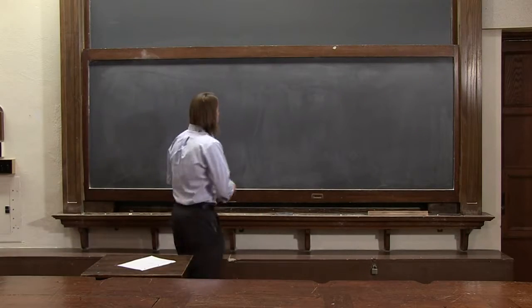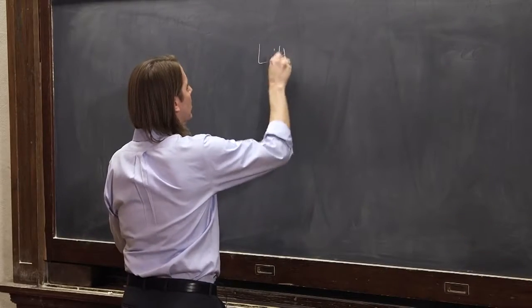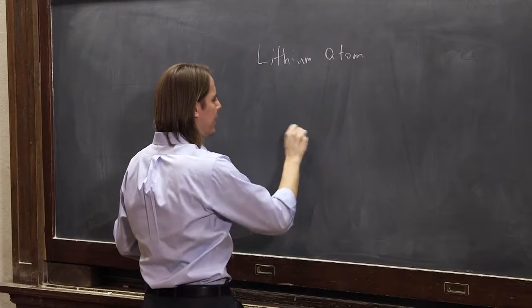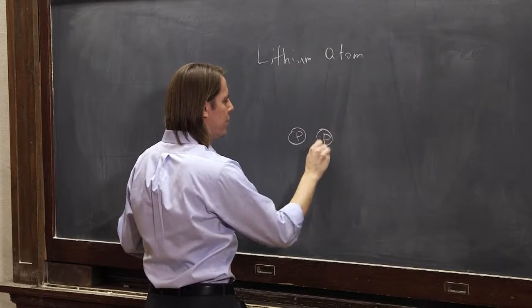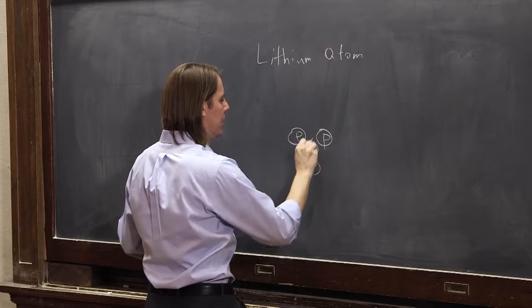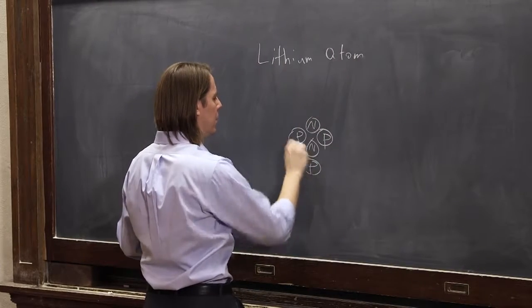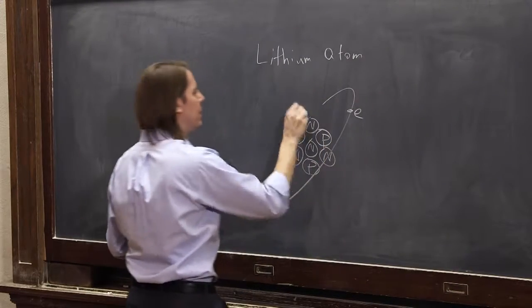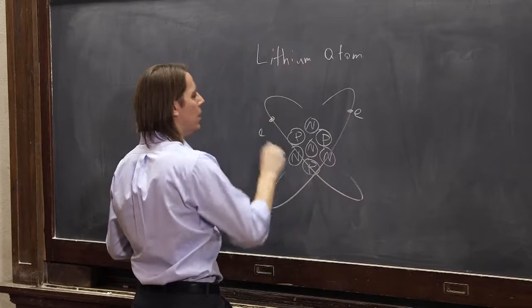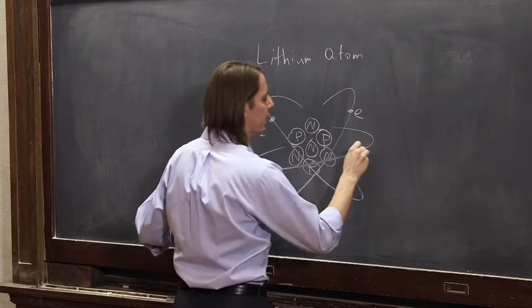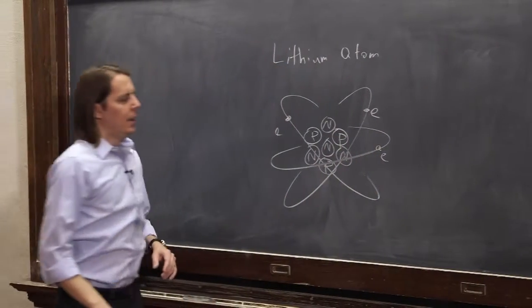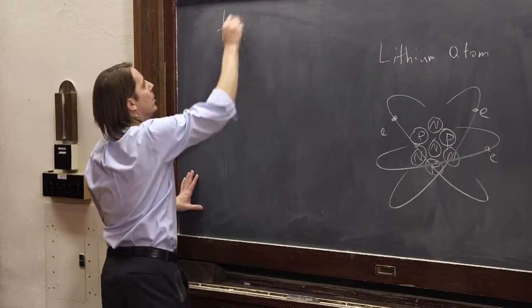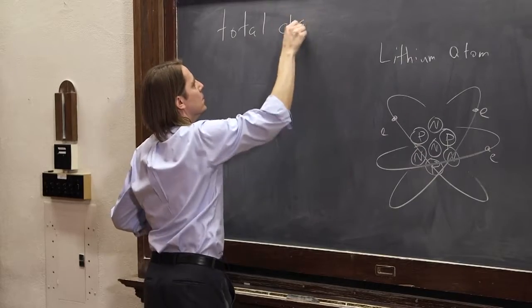Here's a closer look at that lithium atom. It had 3 protons and 4 neutrons, and it had 3 electrons flying around. And if we're going to talk about charge, we need to figure out what is the total charge.